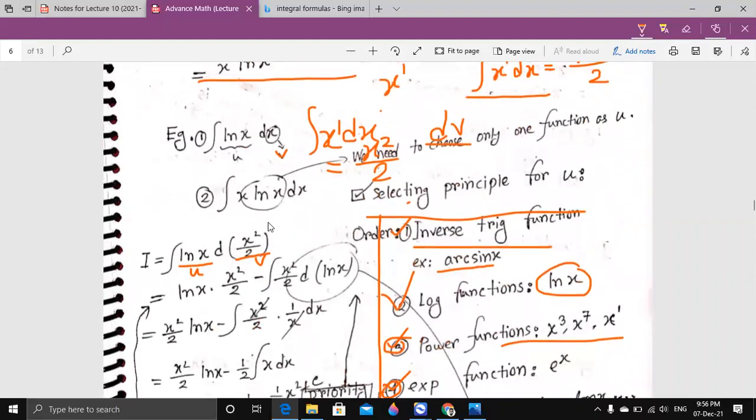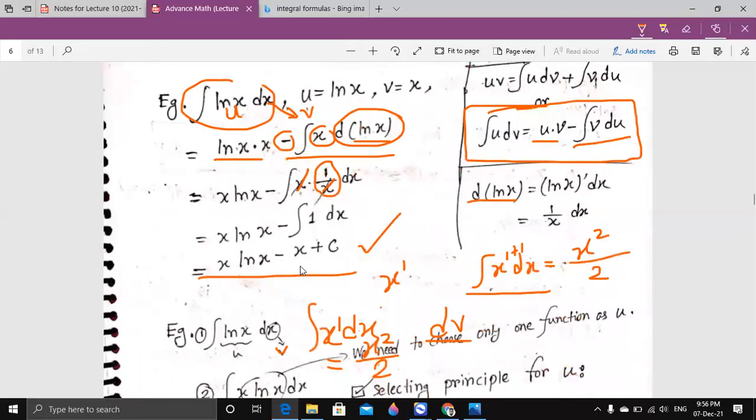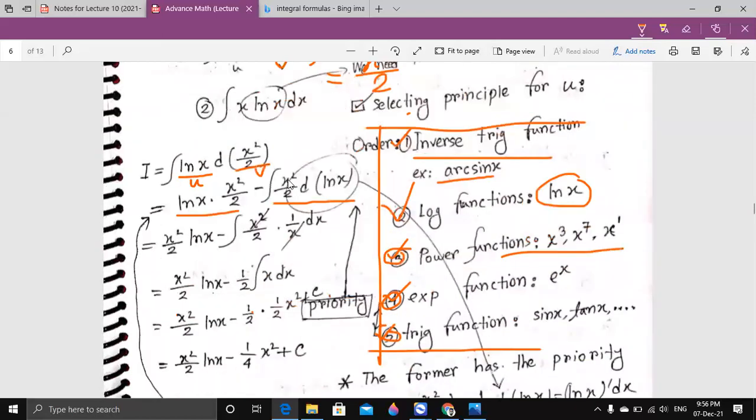So it will be u multiply v. You see here u is ln x and v is x square by 2. So ln x into x square by 2 minus integration of v du, right? So this is our v, x square by 2, and this is our du, okay?